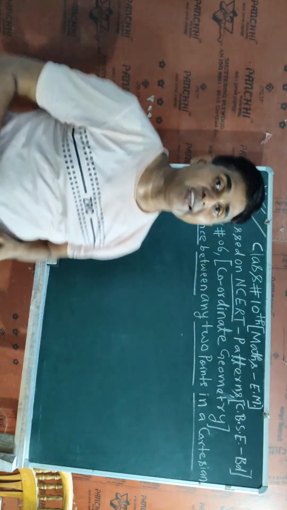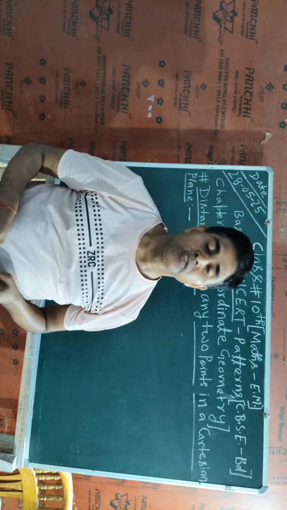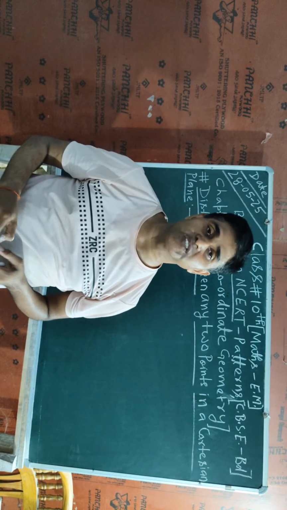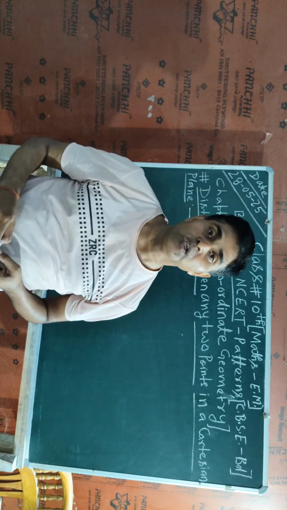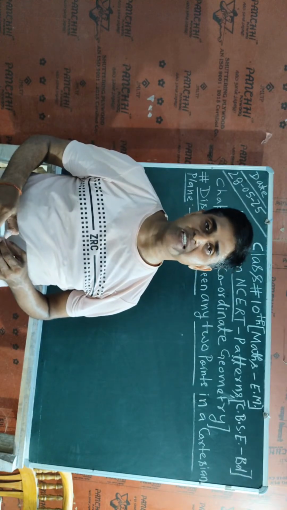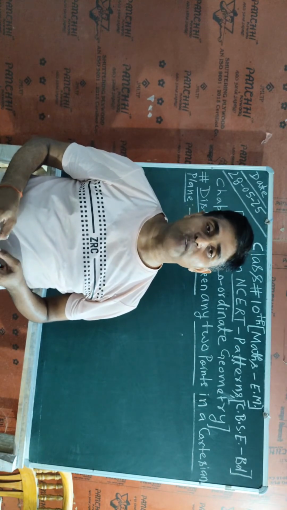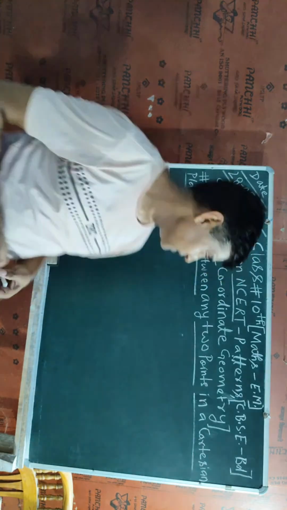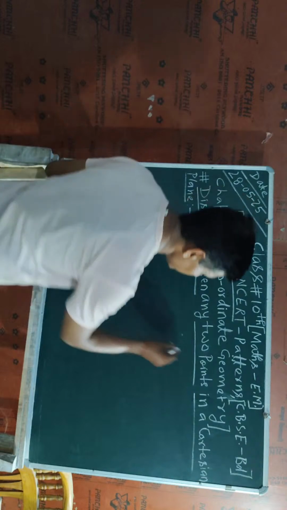First of all, I have already explained the concept of quadrant and the sign convention of any point in the Cartesian plane. Now here I have to explain the distance between any 2 points in a Cartesian plane. So I am going to make a Cartesian plane.